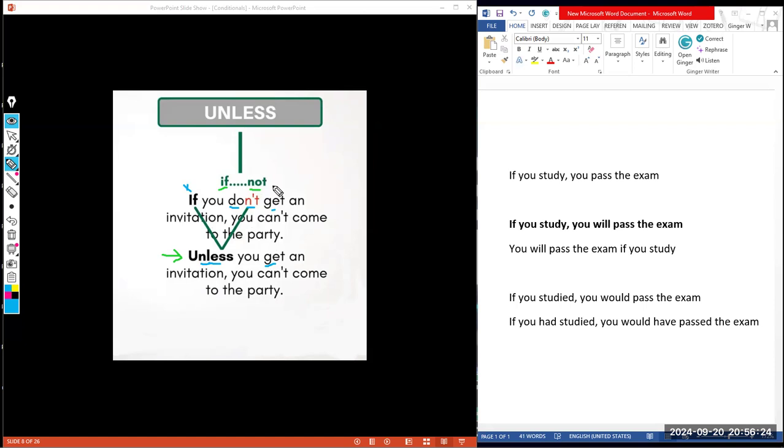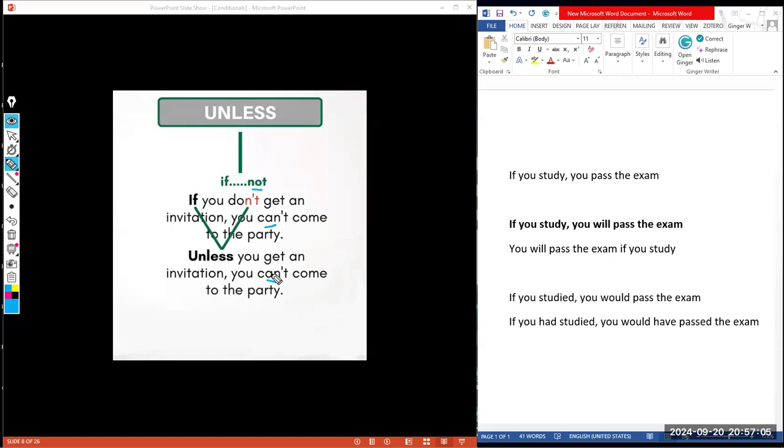In the simple present with negative, I have to use do and does. In the simple past, I have to use did. But absolutely, if you want to use only the main verb, you don't have to use the auxiliary. So unless you get, I deleted don't with if. Unless you get an invitation, you can't come to the party. Don't delete, guys, all the negatives in the sentence. Only the negative that is in the if clause. Okay? So please, again, be careful. Only the negative that is with the if clause should be deleted. Not all the negatives in the sentence.